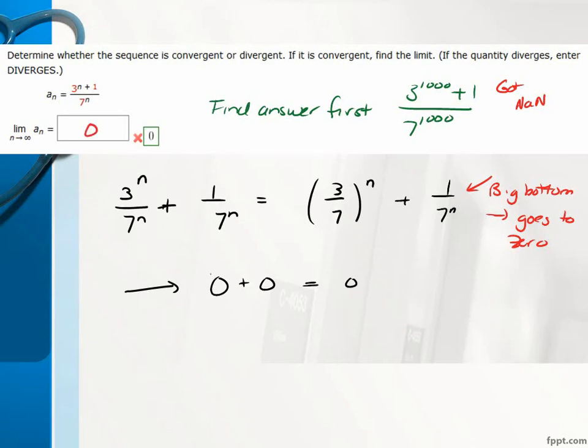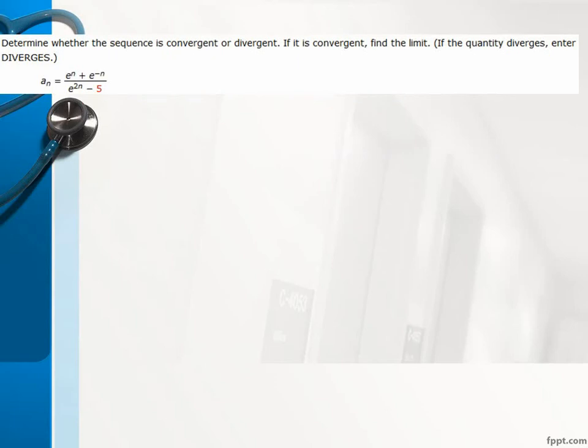There, so we got the answer put in WebAssign. Does it feel nice when you put the answer in and you get it right and it gives you the green check mark? We're pathetic.